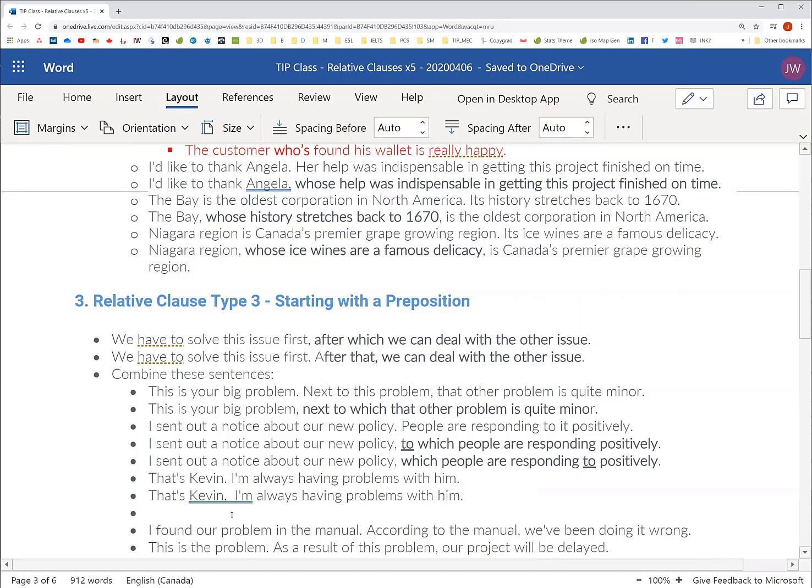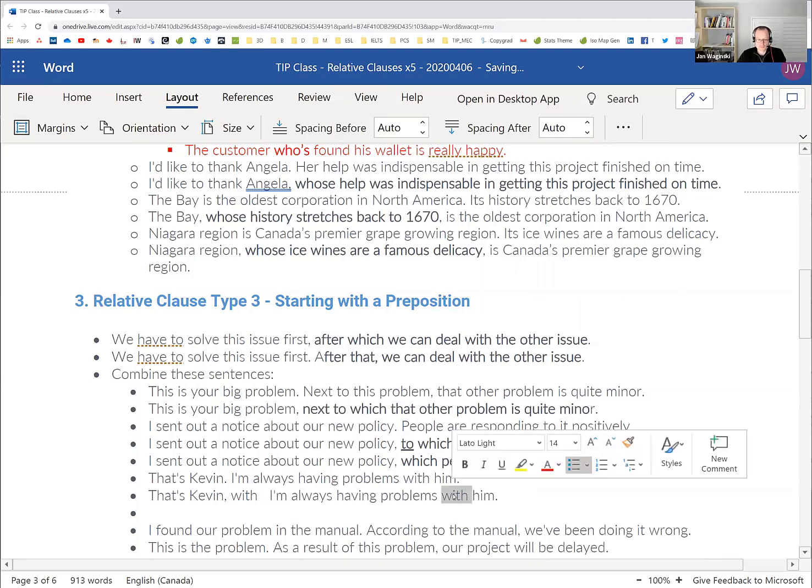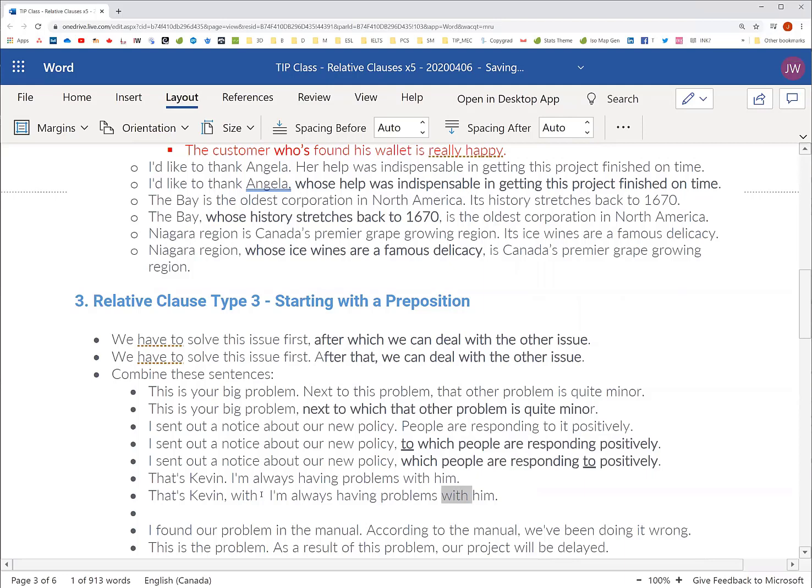What's the preposition in the original sentence? With. Yeah, so that's the "with." With whom, right? And what do we get rid of? "With" and "him." So if it's a person, it's going to be "with whom."